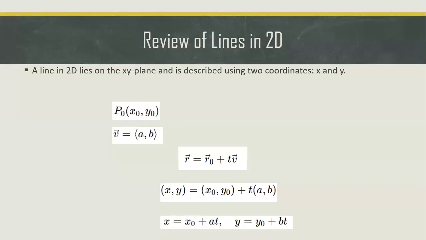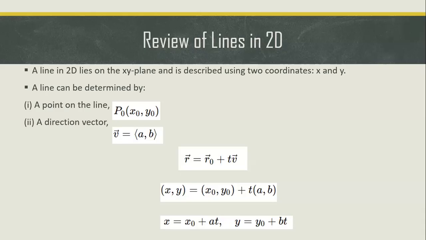Thank you, Miss. So in starting off with a review of lines in 2D, it says a line in 2D lies on the XY plane and is described using two coordinates, X and Y. Since high school, I can remember whenever we plot lines on a graph or points on a graph, we would make use of our Cartesian plane, and we would use coordinates in terms of X and Y. A line can be determined by one, a point on the line, which is P naught, with the coordinates X naught and Y naught, and two, a direction vector, vector V.